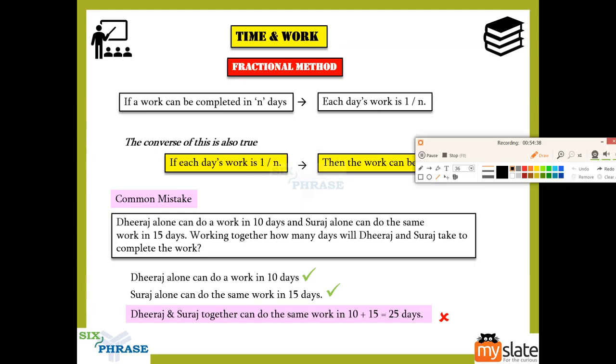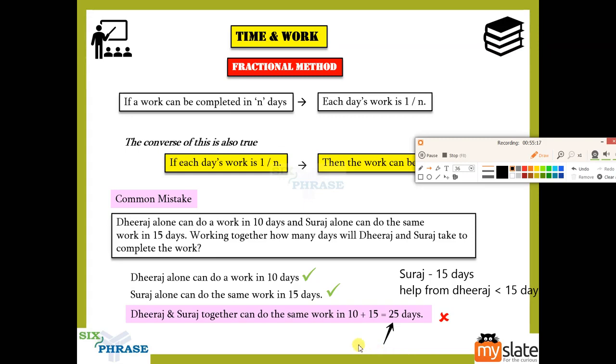See, Suraj is able to complete the work in 15 days. Now he is getting help from Dheeraj. Once he gets this help, guys, will both these guys complete the work before 15 days or after 15 days? Obviously it should be before 15 days, right? After help from Dheeraj, the days must be less than 15. But how much did you get here? See, 25. So obviously there is something wrong with this method.